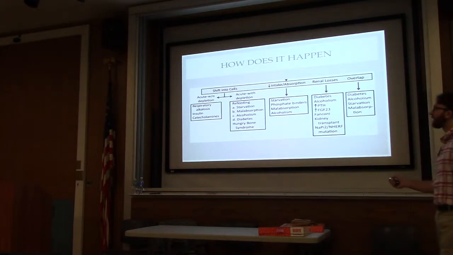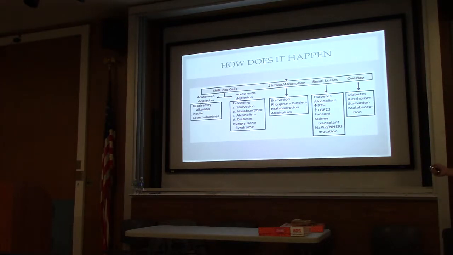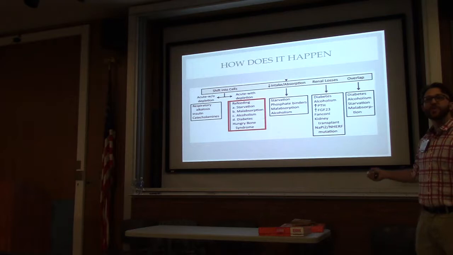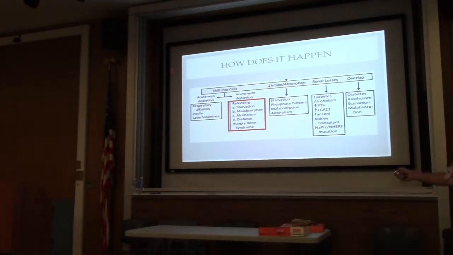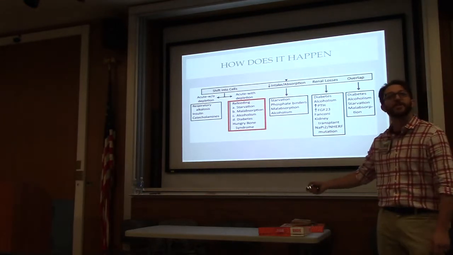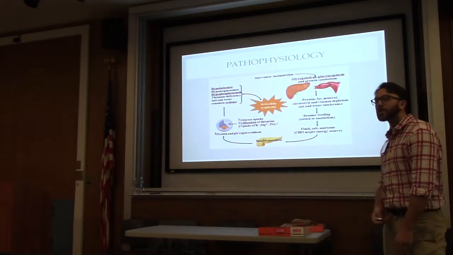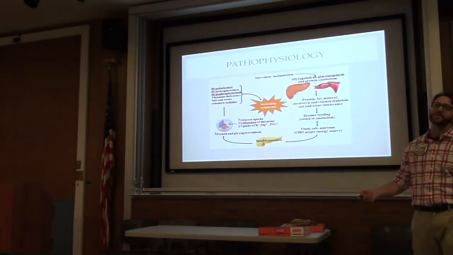So here's another slide talking about all three of these mechanisms. Decreased intake, renal losses, some overlap, but really what's most relevant to us is this pathophysiology right here, this refeeding pathophysiology. This is what happens with our starving, malnourished, malabsorption, chronic alcoholic patients, and some of our patients that we even resuscitate from DKA and HHS. So just a word on refeeding pathophysiology.